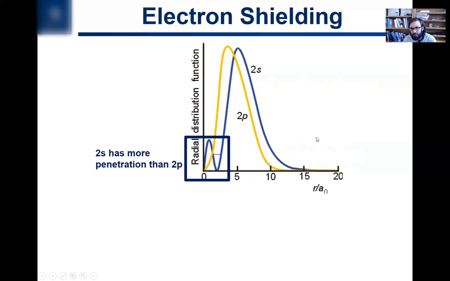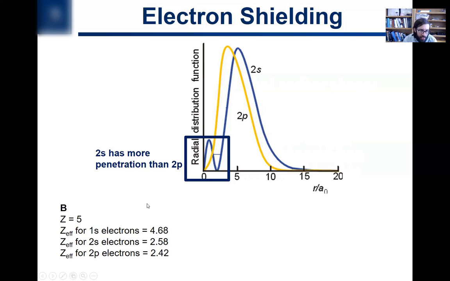Okay, and this is why s orbitals with the same principal quantum number are always more stable than the corresponding p orbital. So the 3s is more stable than the 3p. The 4s is more stable than 4p. The 5s is more stable than the 5p, etc.